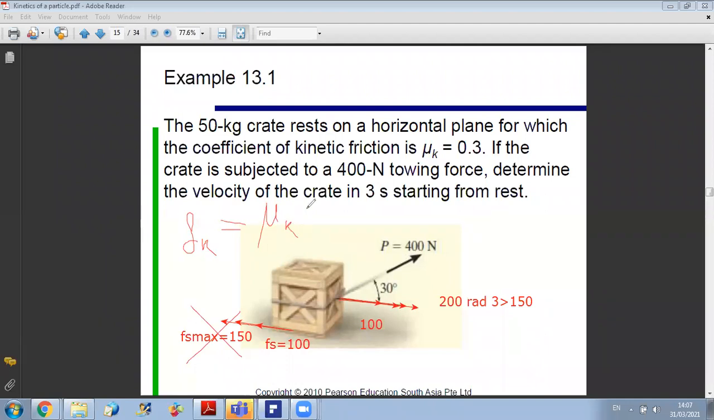يعني in this problem here, in this problem, the normal reaction was calculated to be 300. I multiply it by mu k, so 0.3 times n times 300. It will give me.